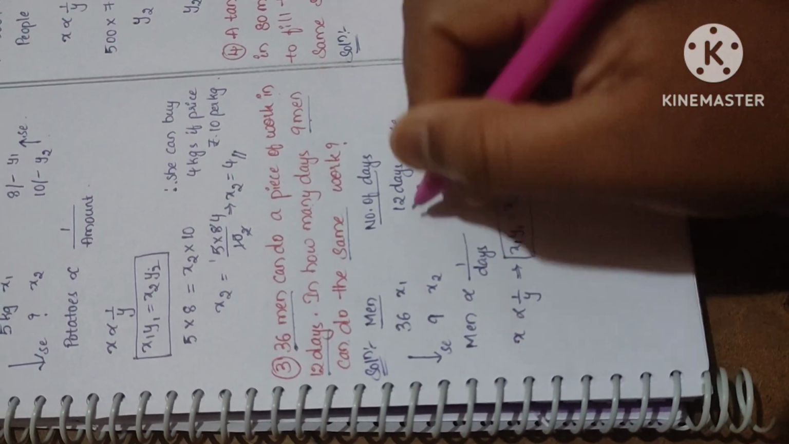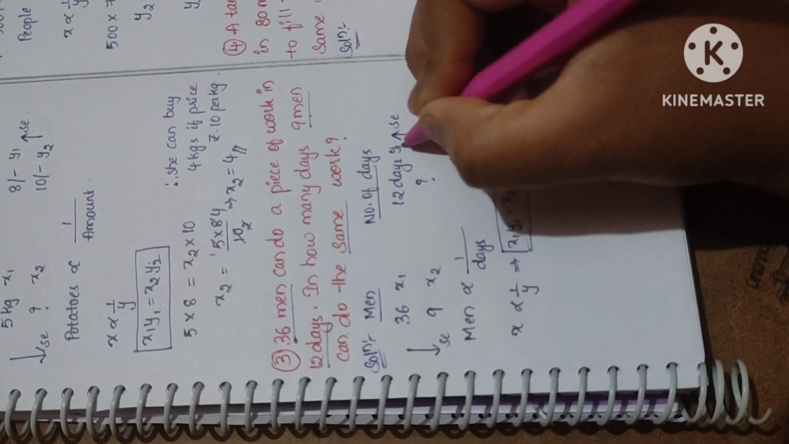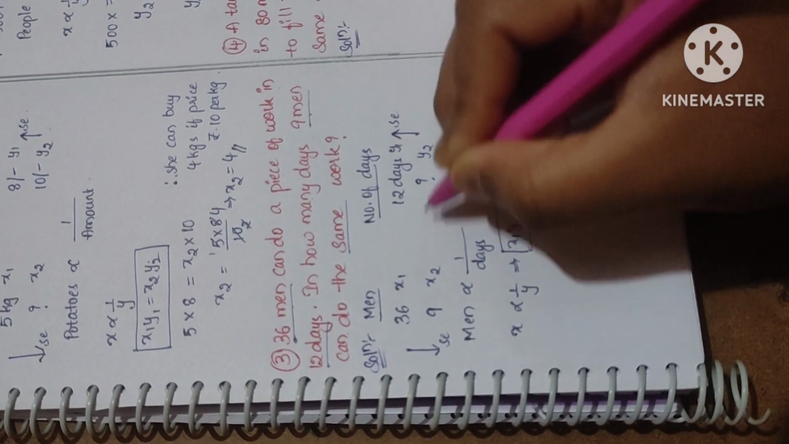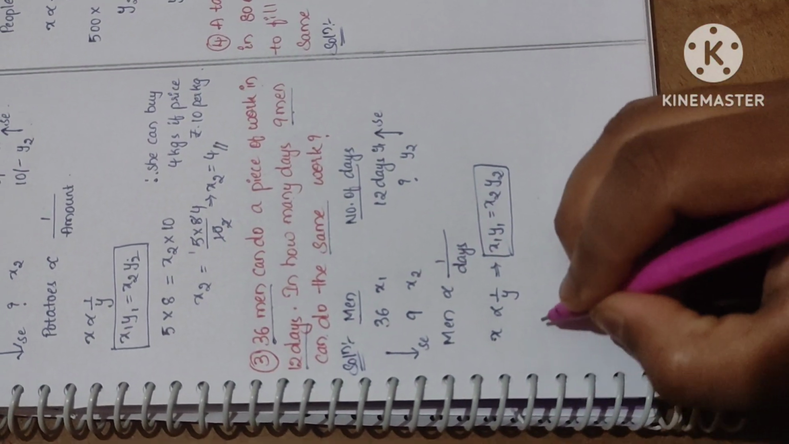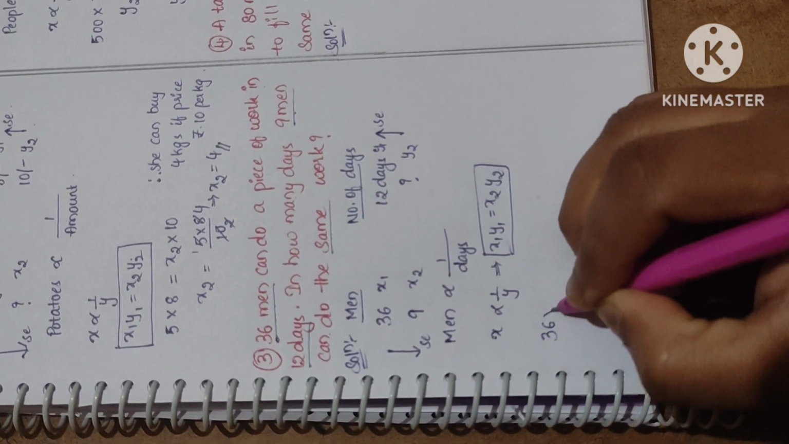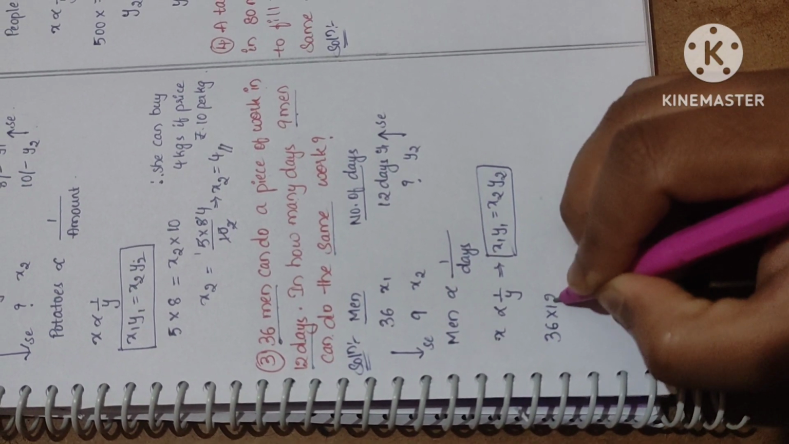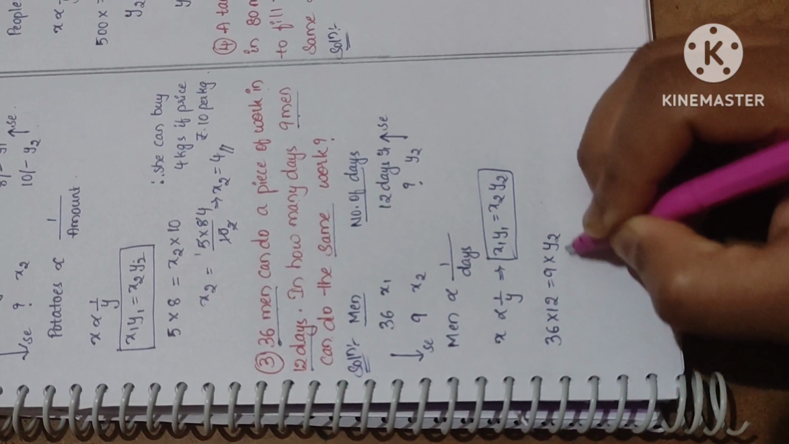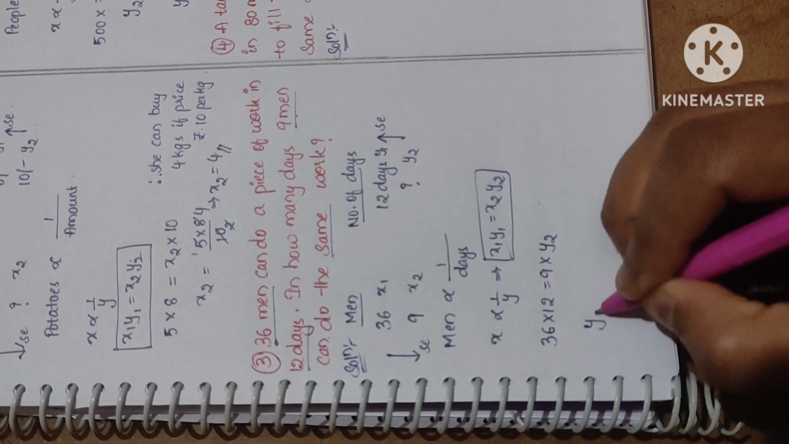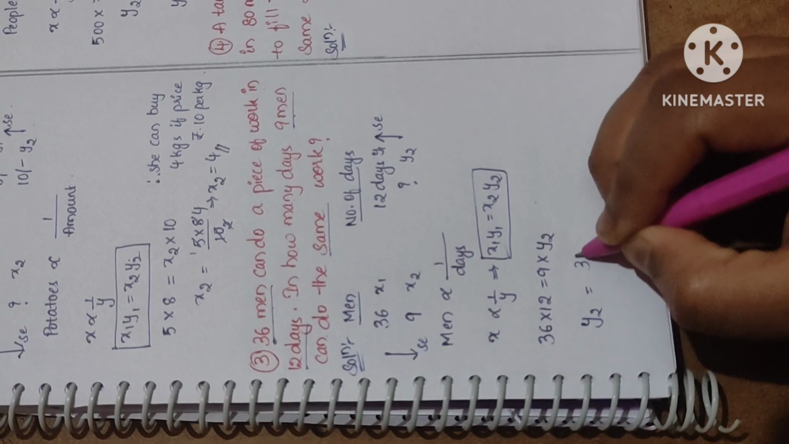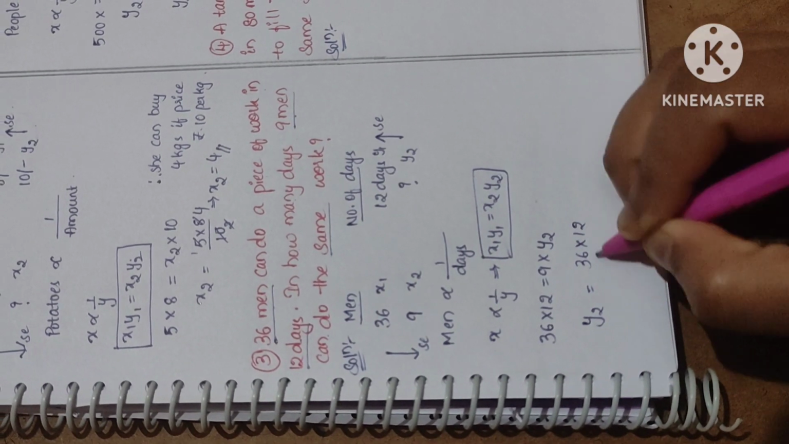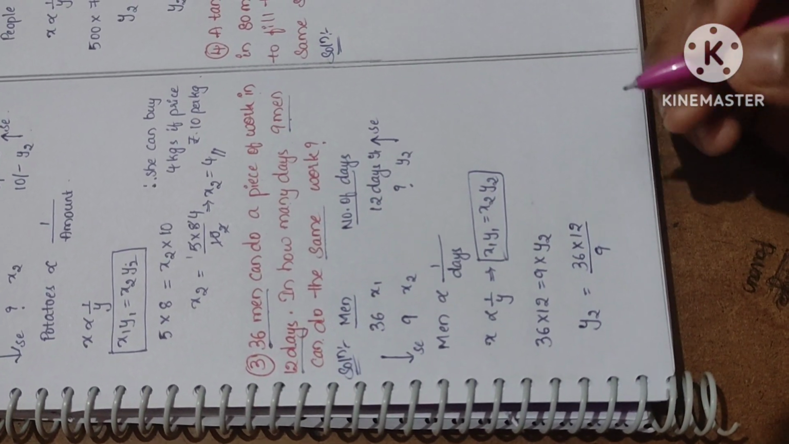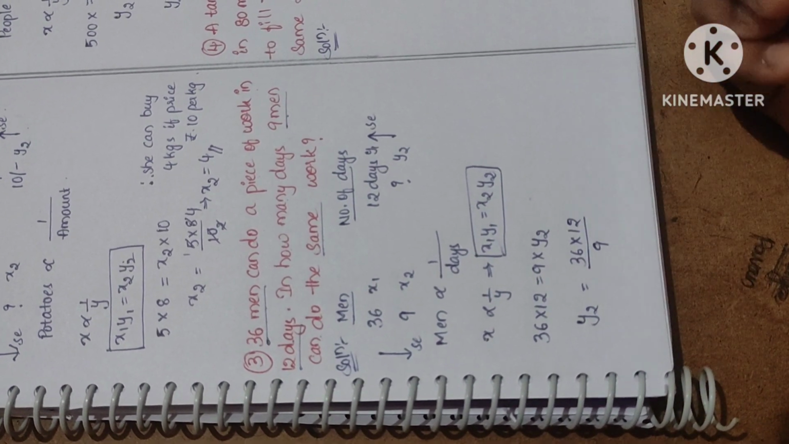36 is x1, 9 men is x2. Next, 12 days as y1, and y2 we have to find out. Substitute the values of x1, x2, y1 to find the value of y2. 36 into 12 equal to 9 into y2. This 9 will come to the left side and become divided by 9. So y2 equals 36 into 12 by 9.